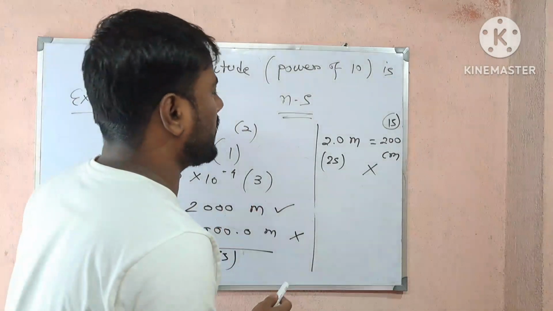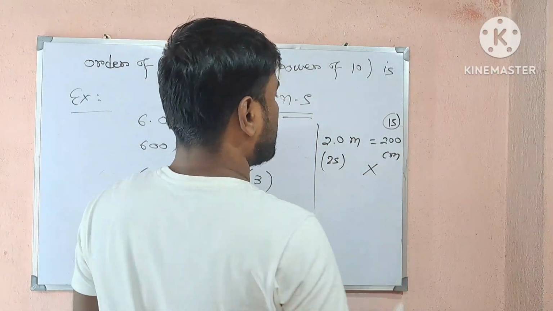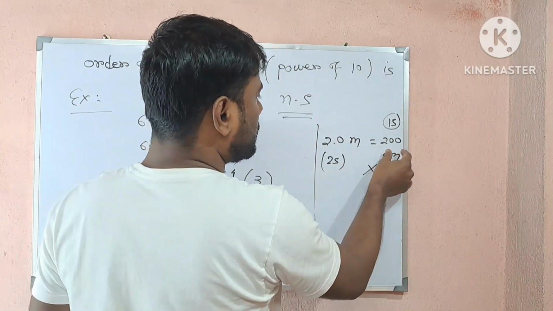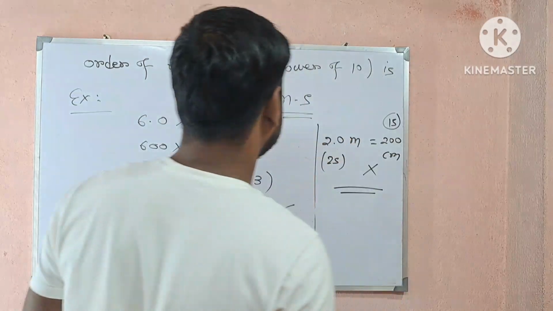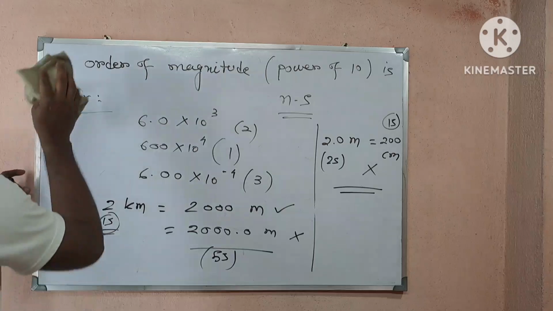I will give you one more example. 2.0 meter is equal to 200 centimeter. Mathematically this is right, but here there are two significant figures, while there is only one significant figure. So it is not possible. As I told, by changing the unit, the number of significant figures will not change.